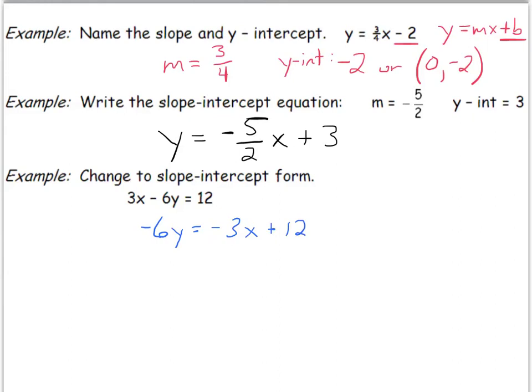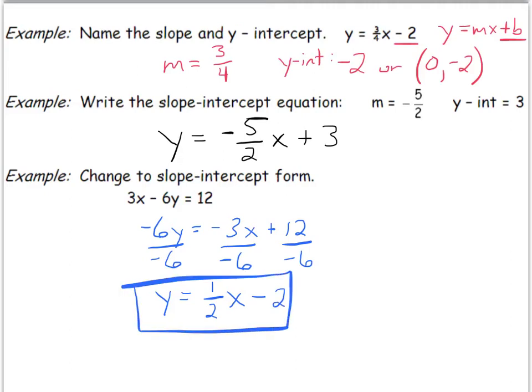The reason why I put that x first is because in slope-intercept form, it is y equals mx plus b. I want the x's first. So then afterwards, I go ahead and divide everything by -6. And when I divide by -6, I get y equals 1/2 x minus 2. So that's my slope-intercept form.